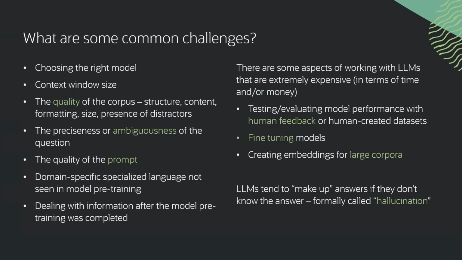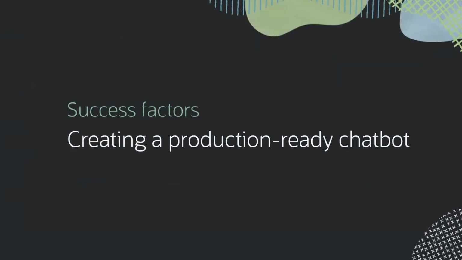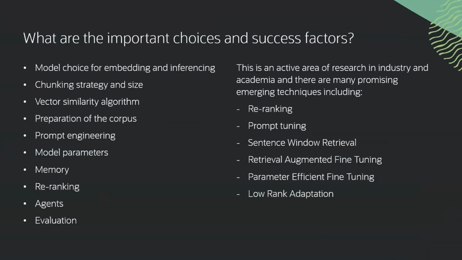Some aspects of working with language models can be extremely expensive, both in terms of time and money, so it is important to get it right. Models also have a tendency to make up answers if they don't have the necessary information to answer correctly. AI folks call this hallucination. So how do we address these issues?